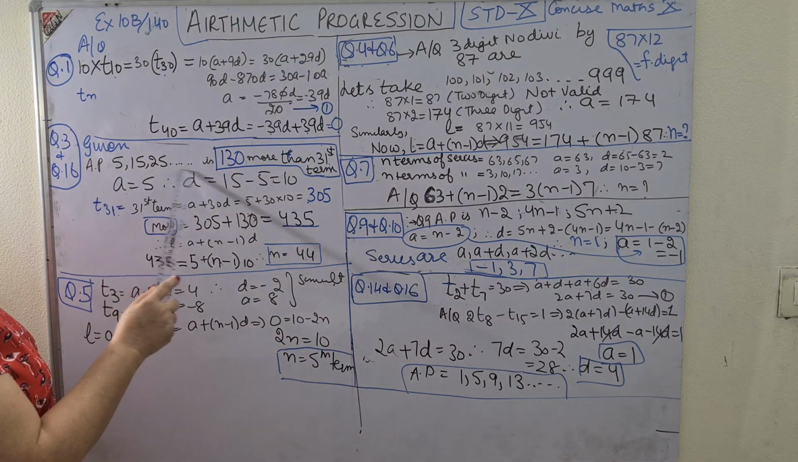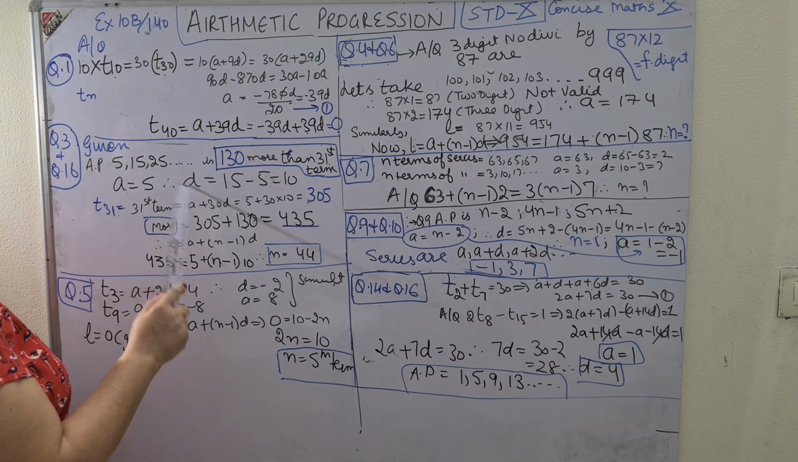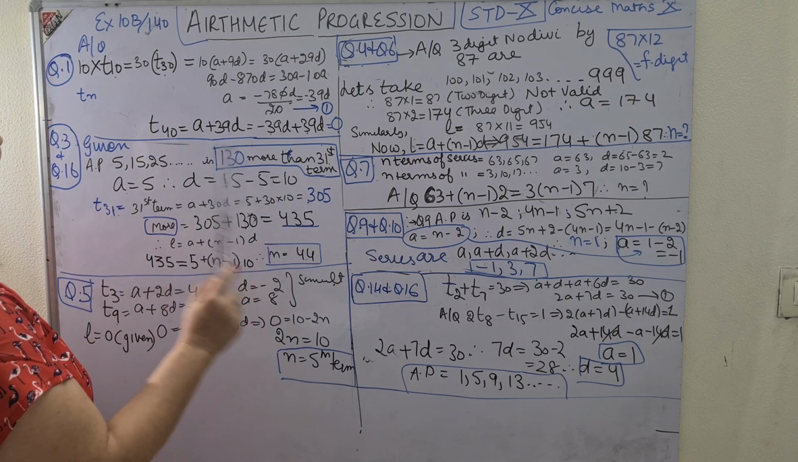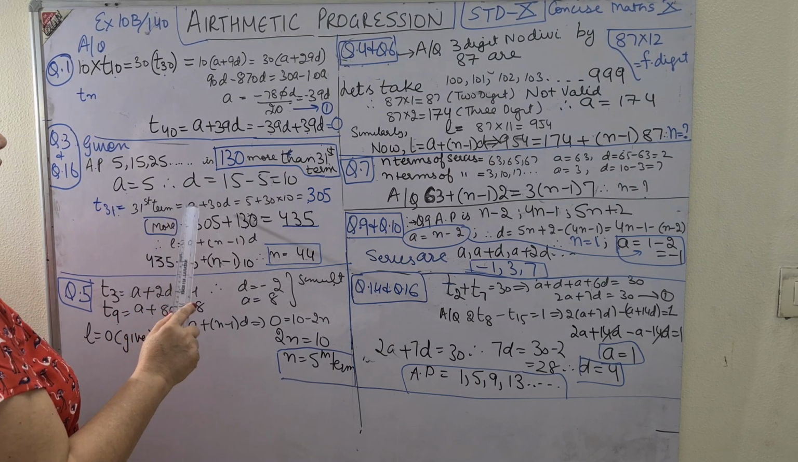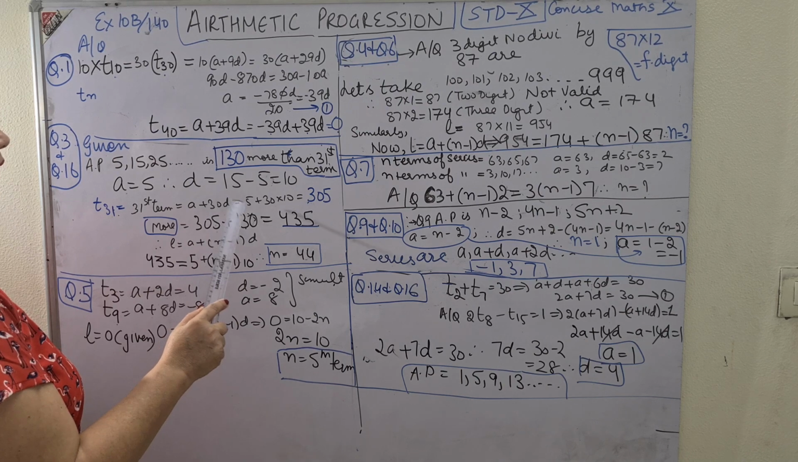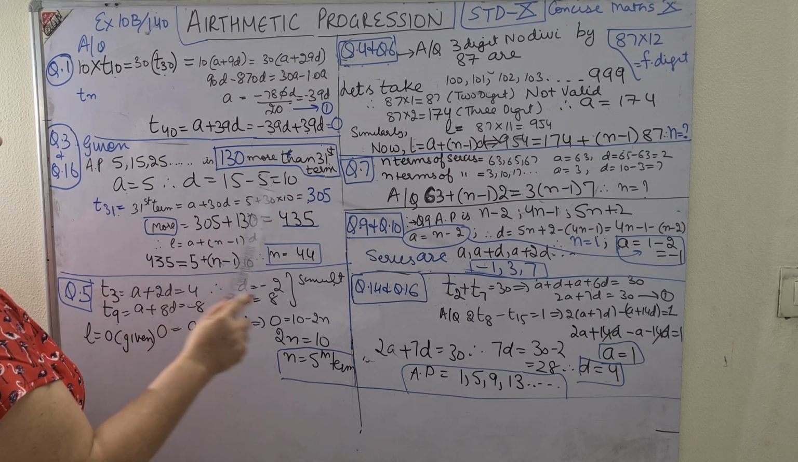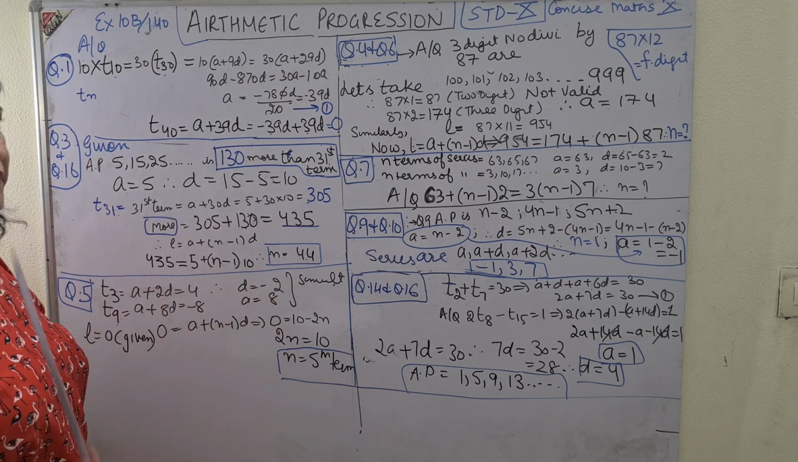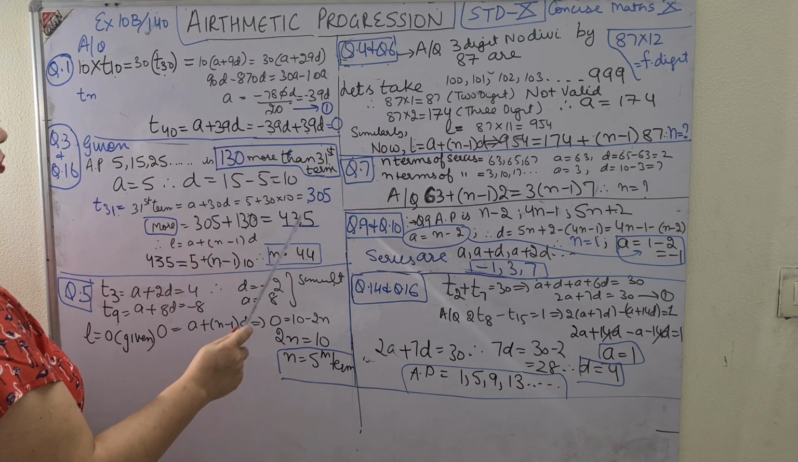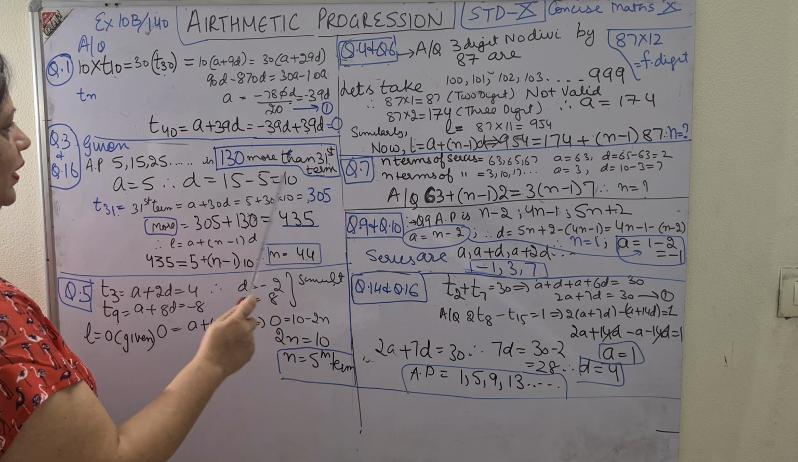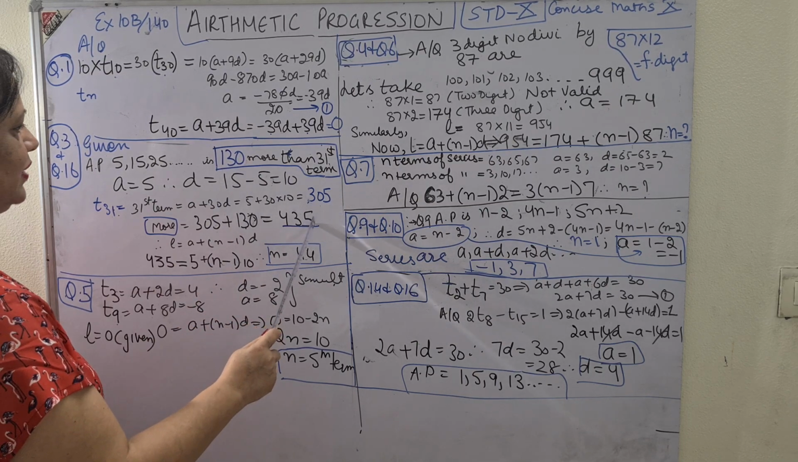So you see the AP series 5, 15, 25 and so on. A is equal to 5, D is equal to 15 minus 5, that is 10. T31, the 31st term, is equal to A plus 30D. You put the value of A, you put the value of D and you will get your 31st term. But our question is not finished yet. They have asked me to find 130 more than that. So whatever answer I got for the 31st term, I'll add 130 to that term and this is my required final answer, 435.